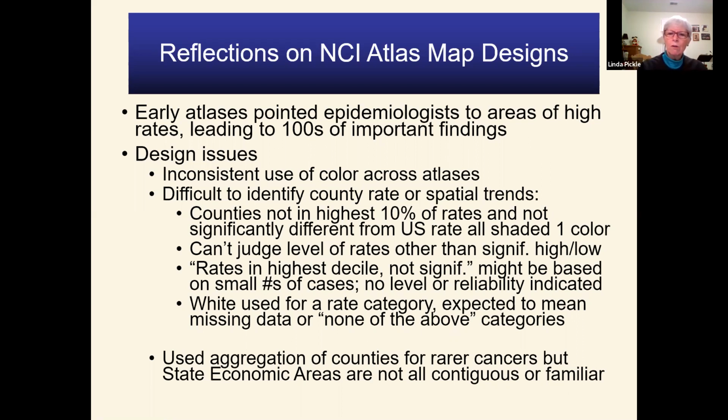And there's no level or indication of reliability. And finally, I mentioned already, white was used as a rate category when it's usually expected to mean missing data or none of the above. And finally, they used an aggregation of counties for rarer cancers, but state economic areas are not all contiguous aggregations of counties, and they're not familiar to most people. In fact, the Census Bureau no longer supports their definition.